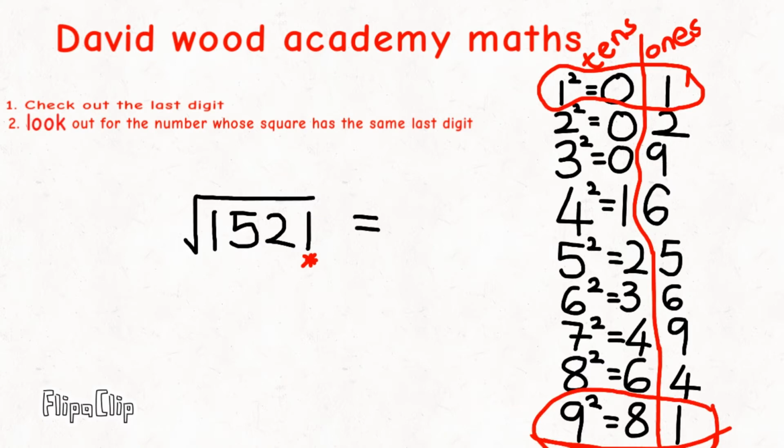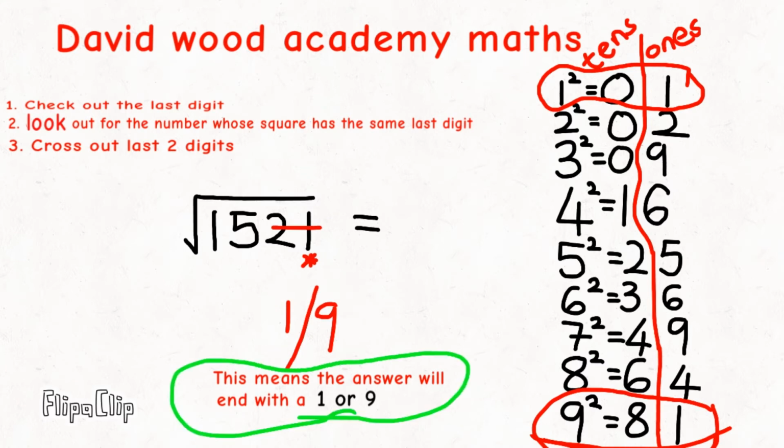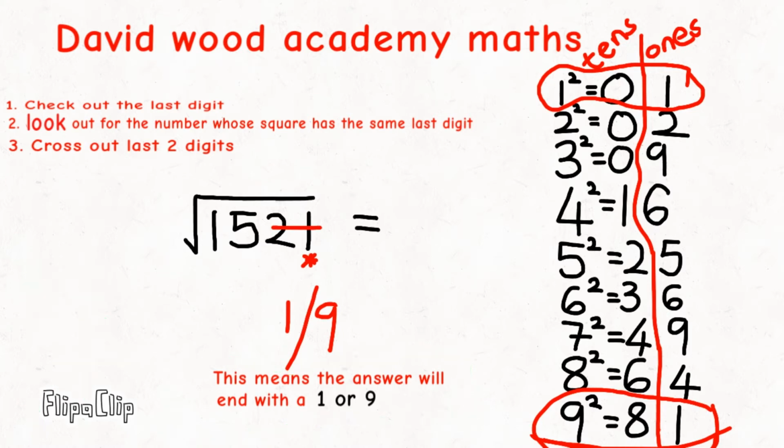Just like the square of 1, which is 1, the square of 9 is also 81. They both have the last digit of their squares to be 1, which is the same as the number we are finding the square root of, which means we are going to choose 1 and 9. And that also means that the answer after finding the square root will be a number whose digit ends in either 1 or 9. Now the next step is to cross out the last 2 digits.